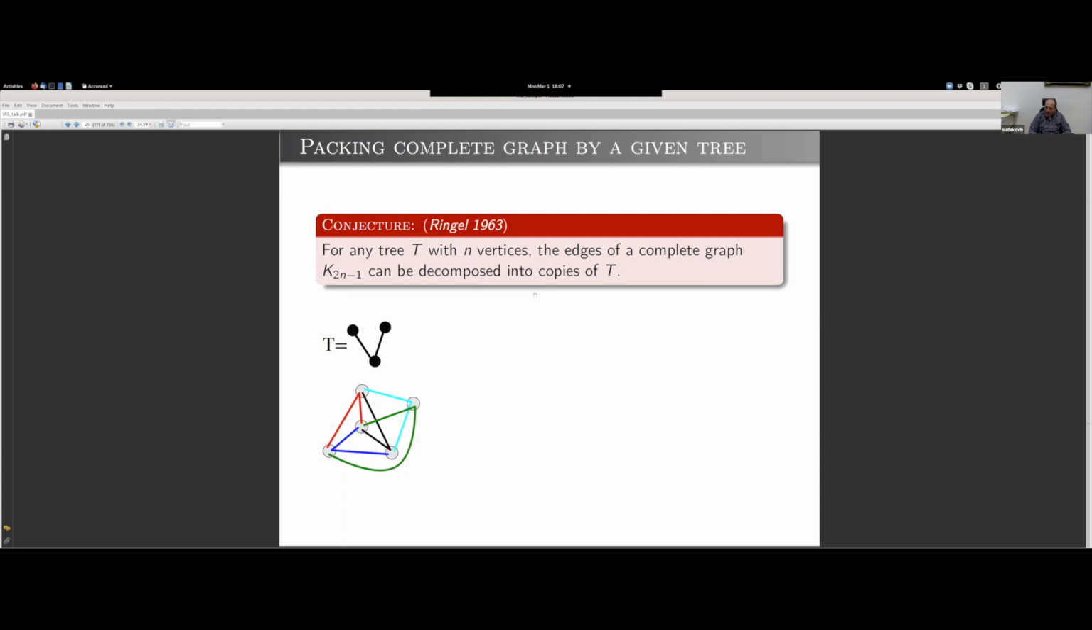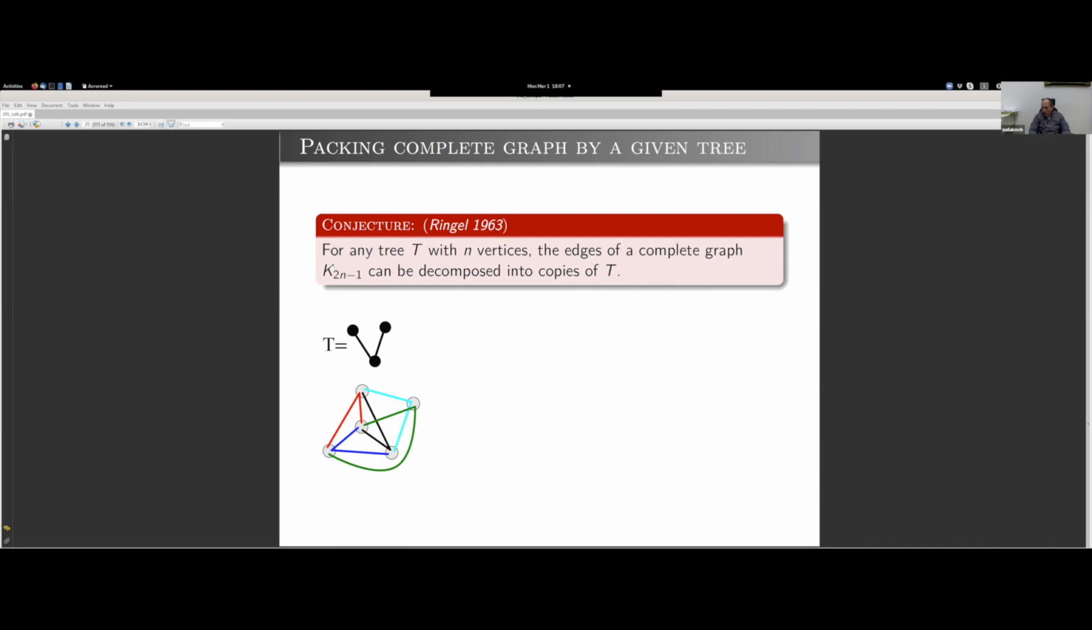And then here I can tile this K5 by copies of the path of length 2. Now, if you think about this, this is a pretty striking conjecture, because I'm claiming that I can do this for any tree on n vertices, right? There is no restriction on the tree. And I think maybe when Ringel first came up with it, there was not a lot of evidence for it, except that the number of edges in the complete graph on 2n minus 1 vertices is precisely (2n minus 1) times (n minus 1), which means this tree, which has n vertices and n minus 1 edges, potentially can be placed 2n minus 1 times disjointly in this complete graph.